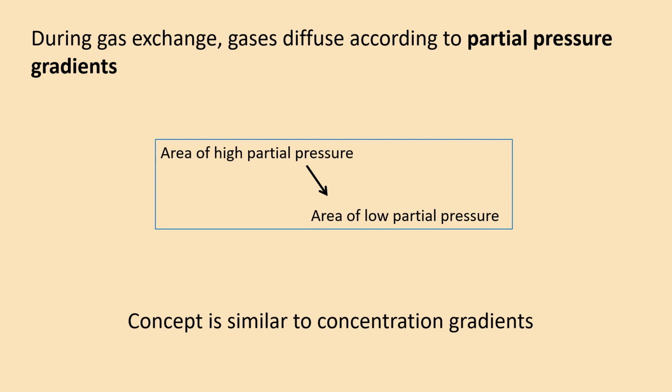So during gas exchange, oxygen and carbon dioxide are going to move according to their respective partial pressure gradients. It's analogous to thinking about a concentration gradient, but we're thinking about gases now. And so we use the terminology partial pressure. Any gas is going to move from an area of high partial pressure to an area of low partial pressure. You can also think about this as a gas moving from an area of high concentration to an area of low concentration. Only the proper terminology is partial pressure.